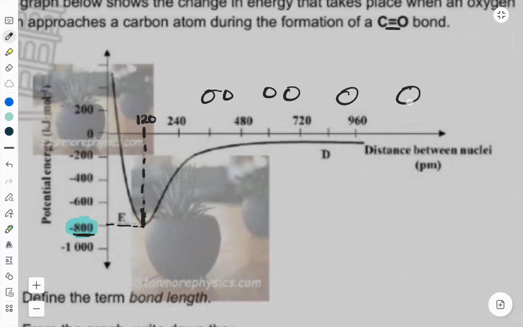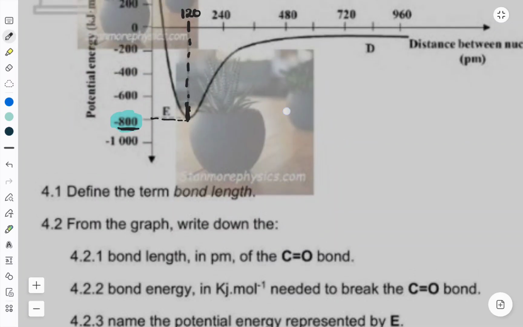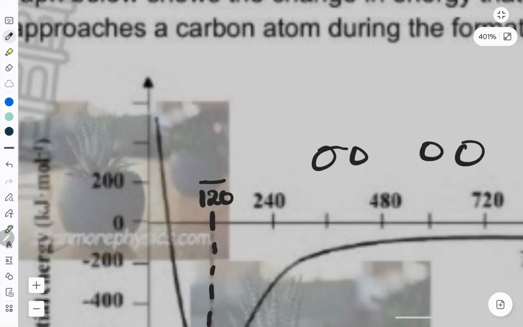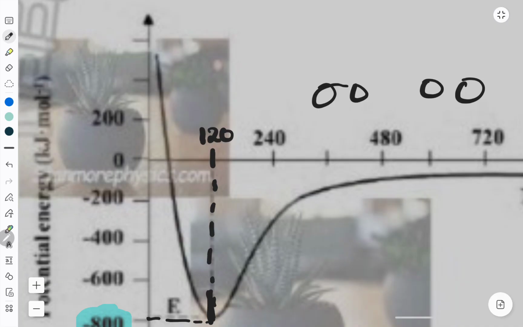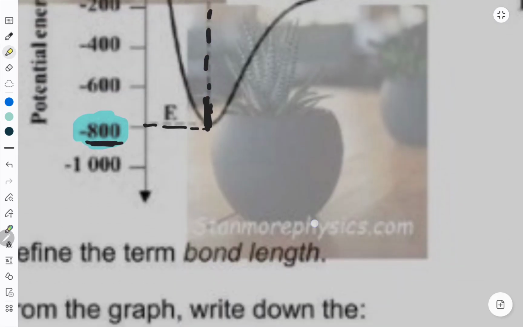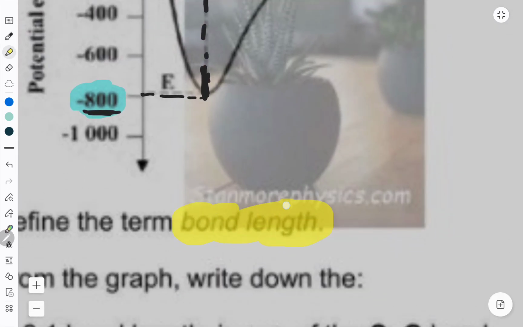4.2.1, we are asked to find the bond length in picometers. So our bond length is simply 120 picometers. That's our bond length, 120 picometers.